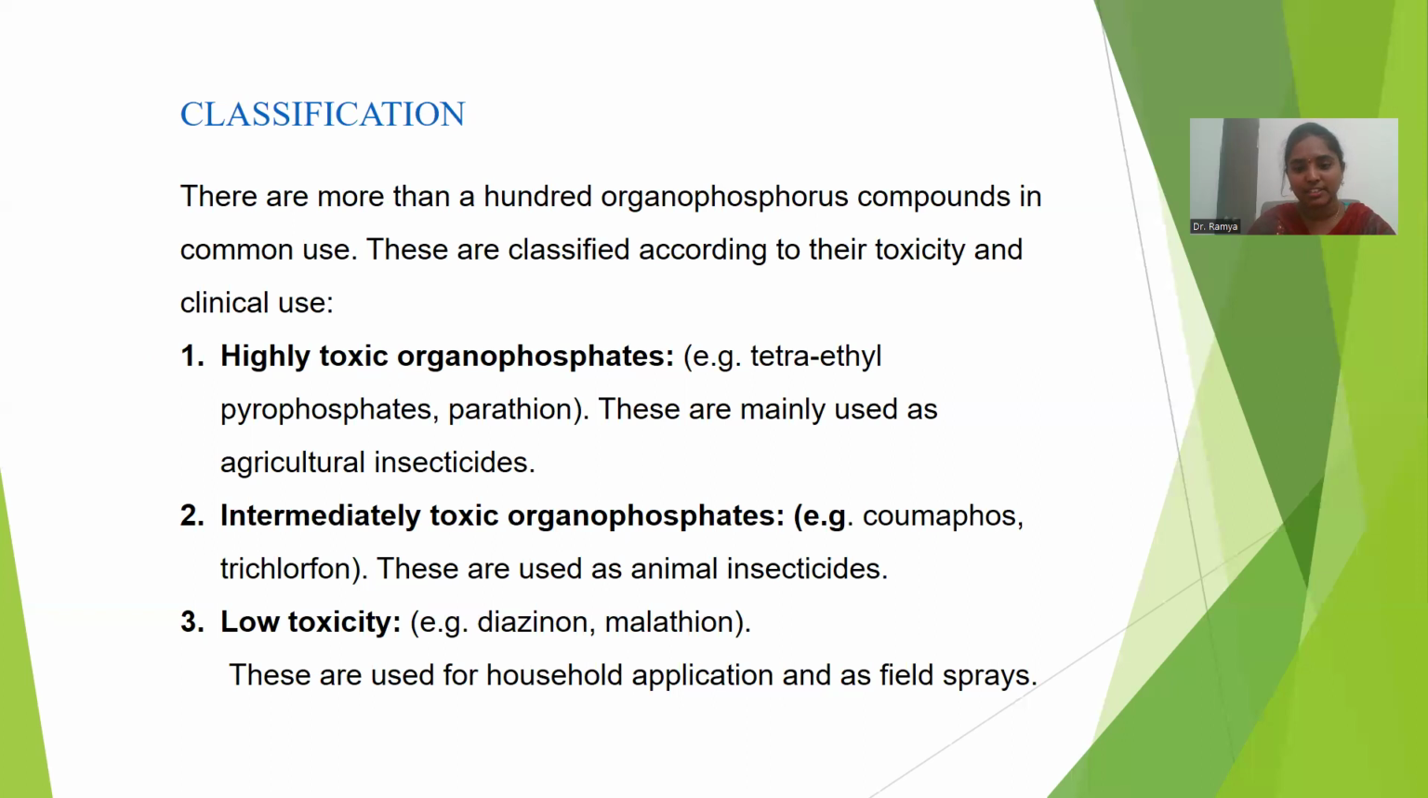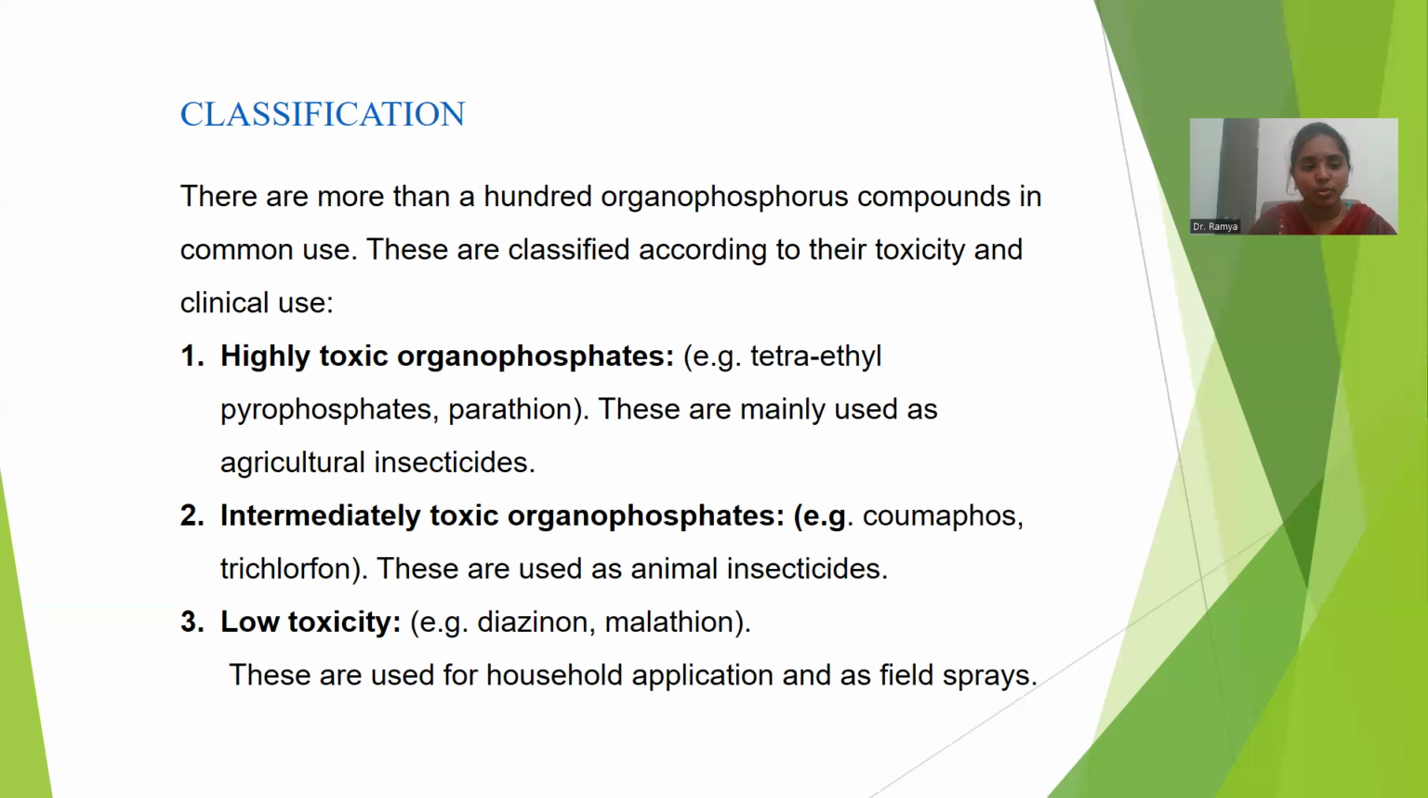Next, intermediate. Intermediate type of organophosphates include trichlorfon. These are used as animal insecticides. Next, low toxicity: malathion, diazinon. These are used for household applications and as field spray. See, there are many organophosphates available in the market. They have different uses. Some are used as insecticides, some as pesticides, some in household applications, and some as field sprays.